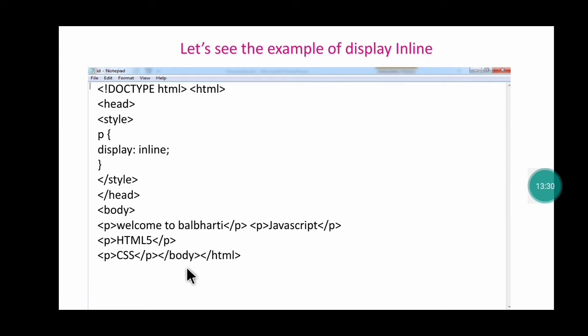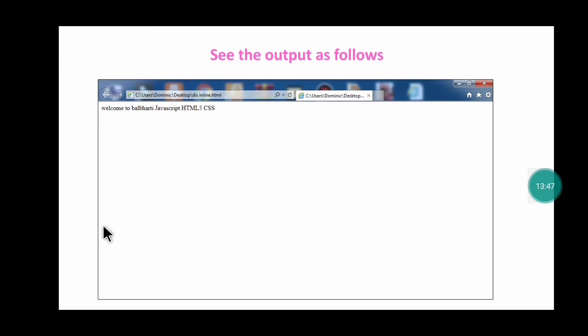CSS, complete the body tag and close the HTML tag. Once you close the HTML tag, save the file with the name display inline.html and run the program in any browser, you will get this output. So this is the output of the inline display property. So: welcome to Balbharati JavaScript HTML5 CSS. This is printed by using the display inline property.